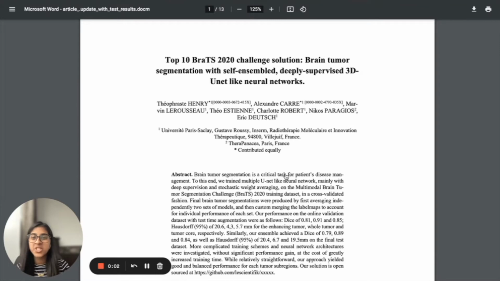Hi everybody, my name is Shiza, and in this video, I'll be analyzing this research paper which is called Top 10 BraTS 2020 Challenge Solution, Brain Tumor Segmentation with Self-Assembled, Deeply Supervised 3D-Unet like Neural Networks.